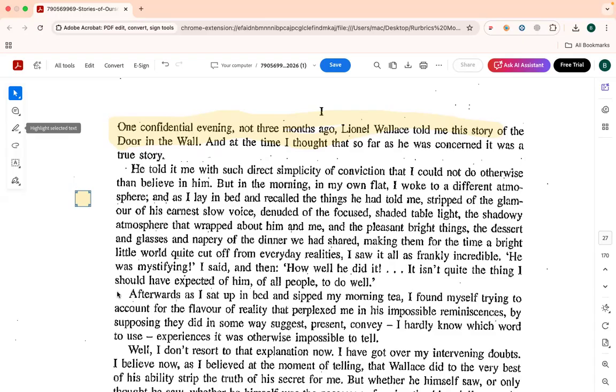Okay? So that's how the story has opened up. He is recalling his friend who told him a story about a place, and now he's trying to create a link with the life that he's living in. So can you link it to one of the themes of the story?